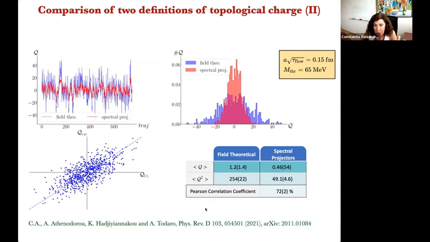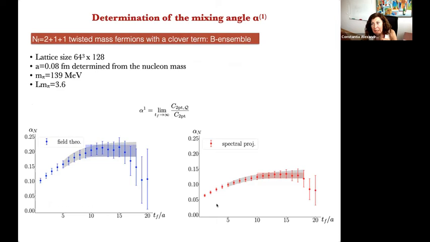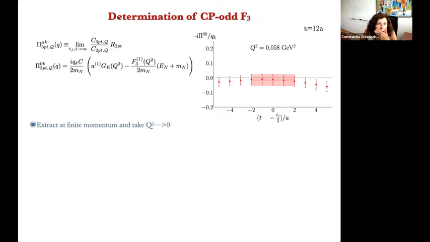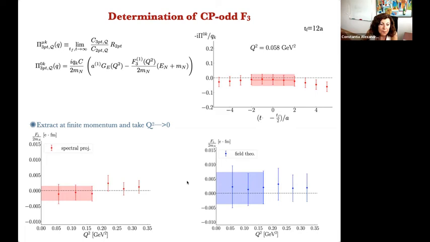Okay, so now I show you the determination of this parameter, this mixing angle alpha, using this one ensemble at the physical point. I take the ratio, here is the ratio, I take the large time limit, and from the plateau, I compute the value. This is the field theoretic, the same for the spectral projection, okay? For the form factor, I do the analysis. Here it's for a particular Q square value. I think this is the lowest. At a particular time separation, and this is the value I get for the form factor. And then I have to take the Q square going to zero. And these are the results.